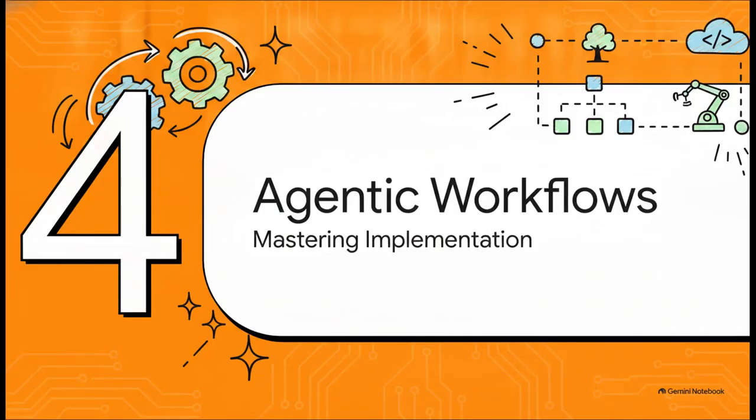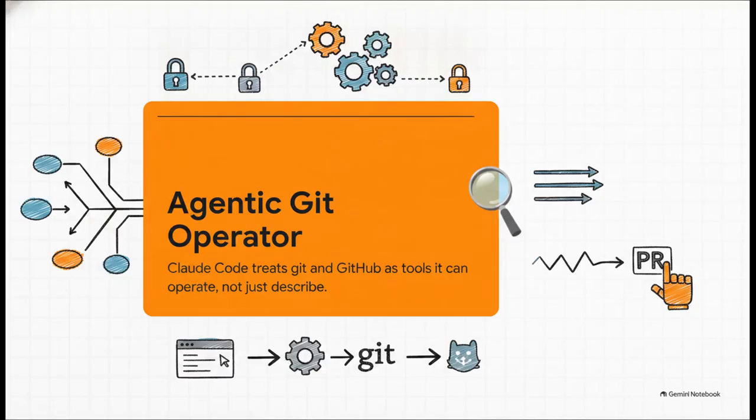Section 4. Mastering Agentic Workflows. Implementation. Okay, let's talk practical implementation because this is the absolute key takeaway. An agentic Git operator means Claude Code treats Git and GitHub as tools it can natively operate. It is not just a chatbot spitting out text and describing what you should type. It actually executes the shell commands. Grasping this philosophy is exactly what unlocks everything from automated CI fixes to parallel migrations.